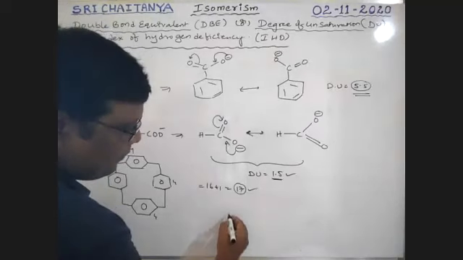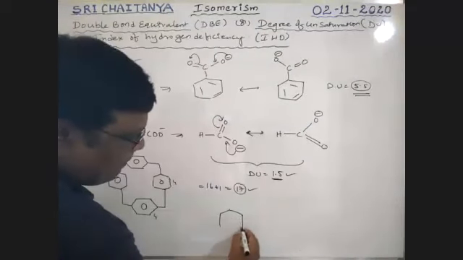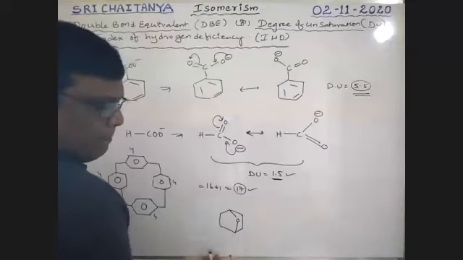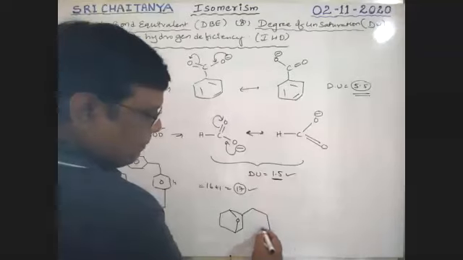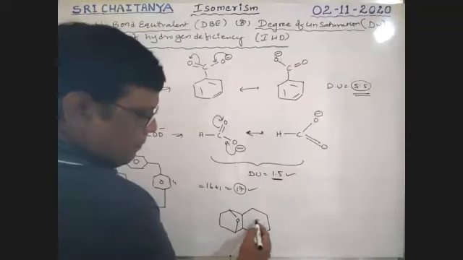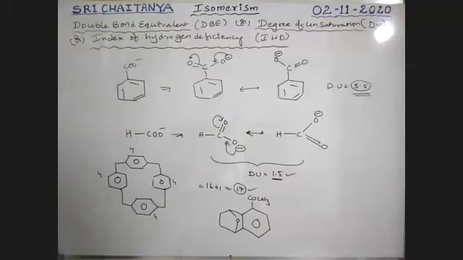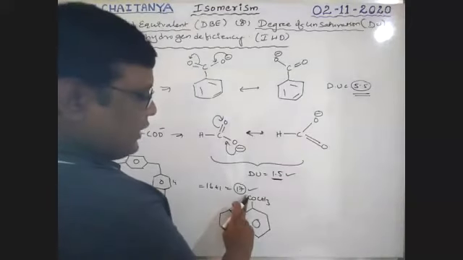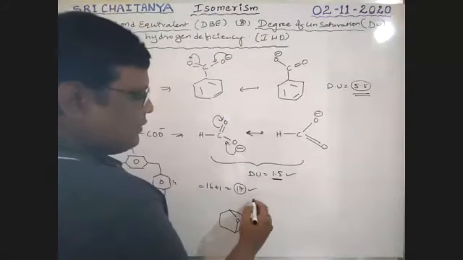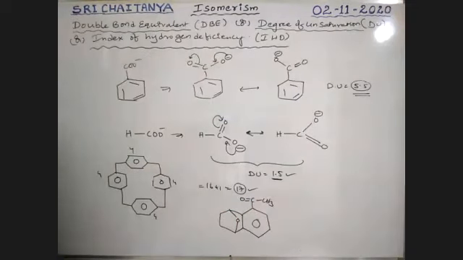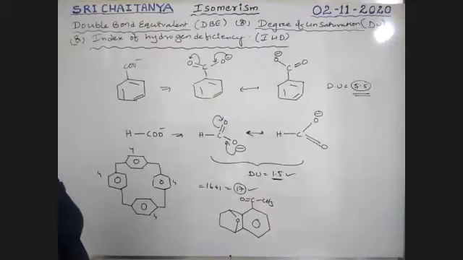See here, boys. COCH3. How much is the degree of unsaturation, boys? COCH3 means I'm writing this one as C double bond O CH3. Yes, good. Correct. Daksha, correct.